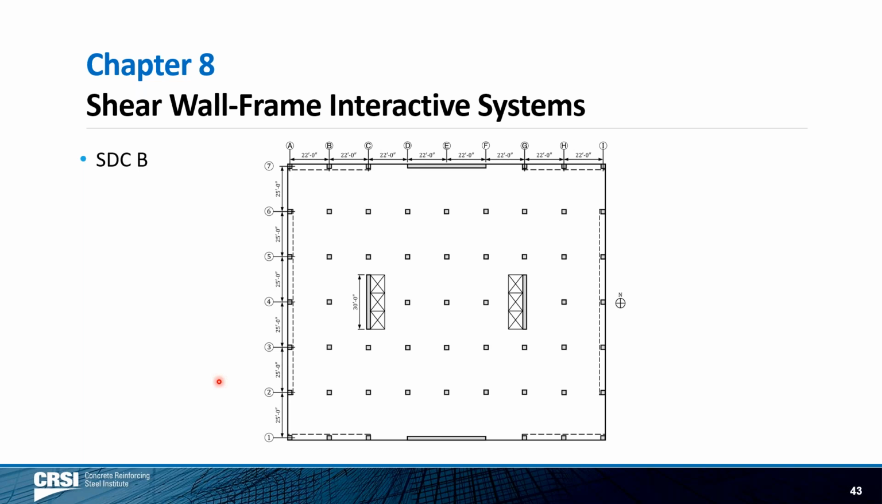Now in seismic design category B, we use a shear wall frame interactive system. And it's basically the same as a dual system, except everything's ordinary here. So ordinary structural walls and ordinary moment frames. So we've got an example that illustrates that as well.